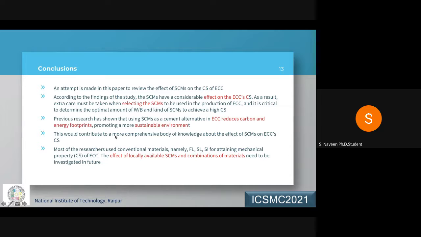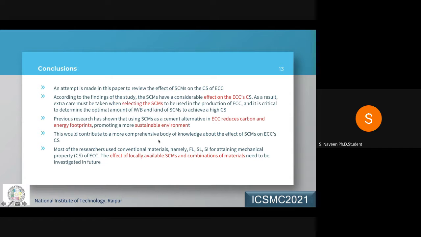Then coming to the water to binder ratio. Water to binder ratio is also one of the important factors that will decide the compressive strength of ECC, in addition to the SEM. If you encourage the use of these SEMs in production of ECC, automatically it reduces the cost of ECC in one aspect, and in another aspect it can also reduce the carbon or energy footprints, and it will lead to the development of sustainability.